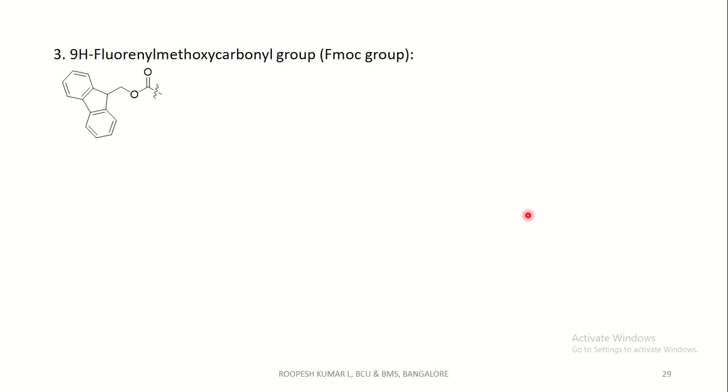Coming to the most important group, that is Fmoc, that is 9H-fluorenylmethoxycarbonyl group. It is also abbreviated as Fmoc group. Why 9H? That is, there is a hydrogen here, so it is a 9H. This is a fluorenyl molecule. This is a fluorenyl, and this is a methoxy and carbonyl. So fluorenylmethoxycarbonyl group.